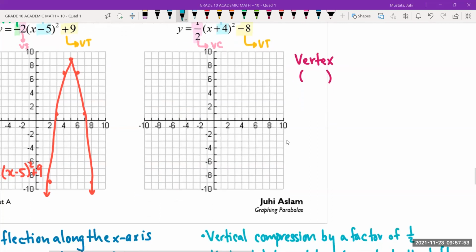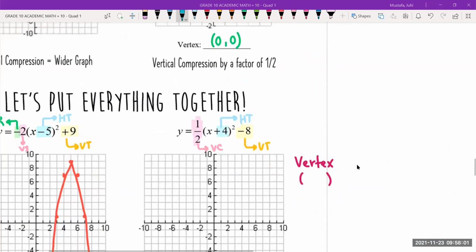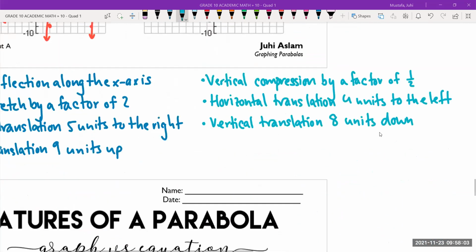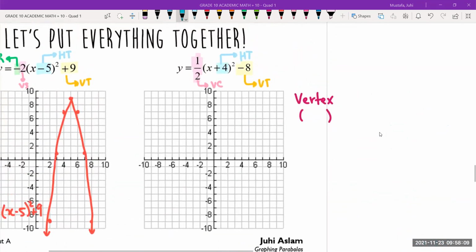Before I started the question, I actually listed all of them. So we have a vertical compression by a factor of 1/2, horizontal translation 4 units to the left, and then a vertical translation 8 units down. And I'll keep this up after. What would be the vertex in this question, you guys? What do you think is the vertex? Mira? Negative 4 and negative 8.